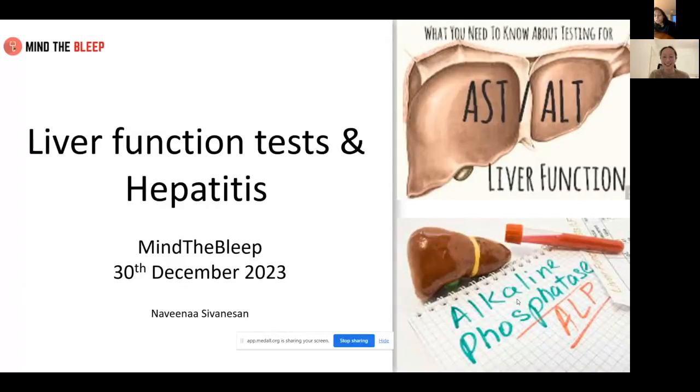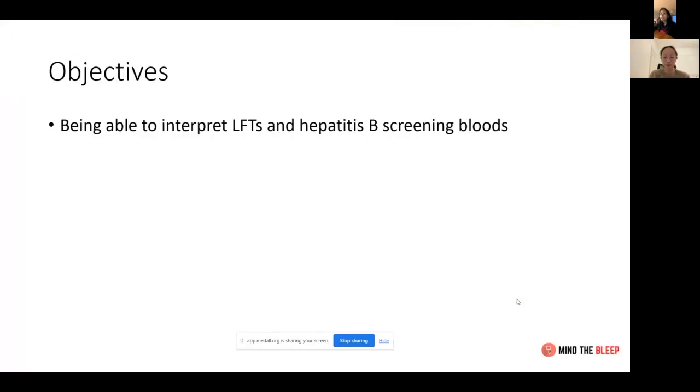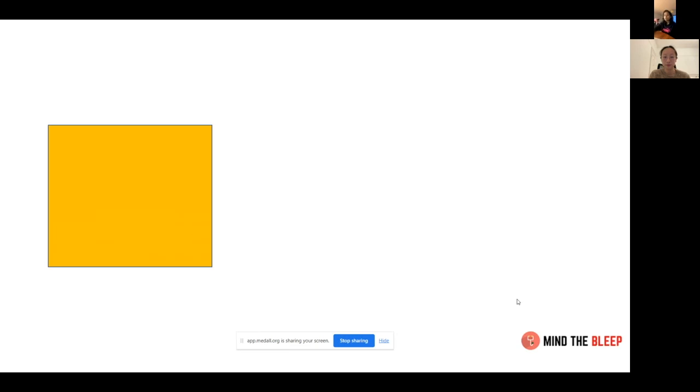I'm one of the doctors working in Nottingham Trust. I'm just going to teach about liver function test, how to interpret it, and hepatitis as well. And this is sort of more catered for the MSRA exam. So hopefully by the end of this presentation, you'll be able to interpret the liver function test and the hepatitis B screening bloods. So I think it's important that we categorize the liver function test.